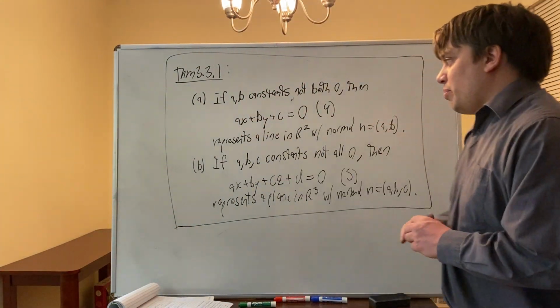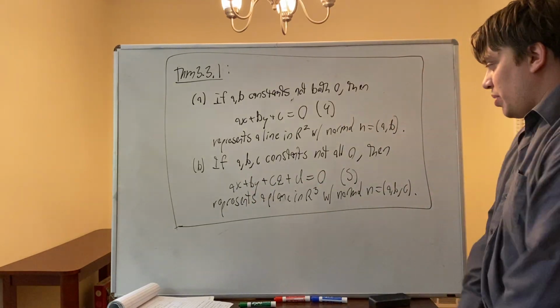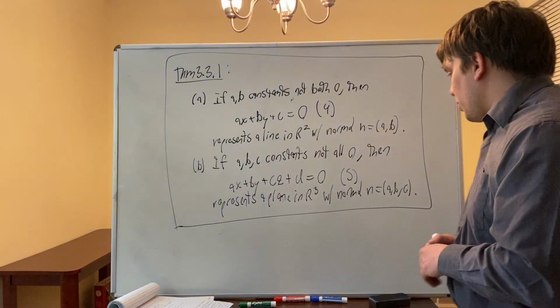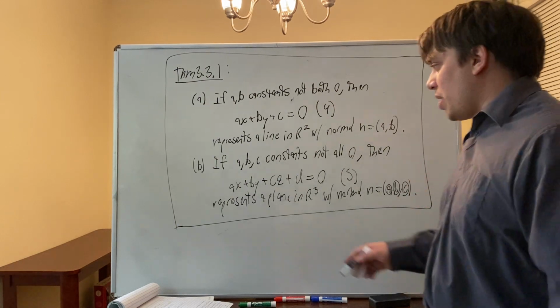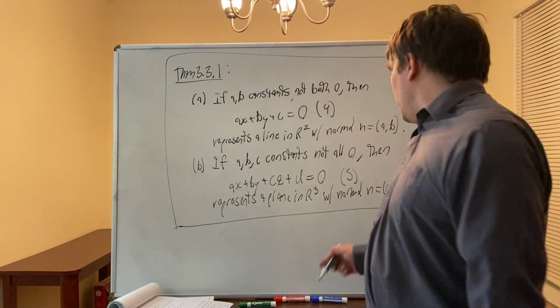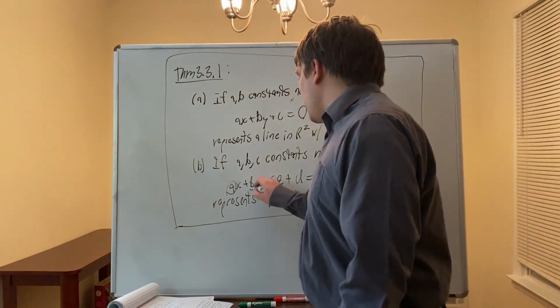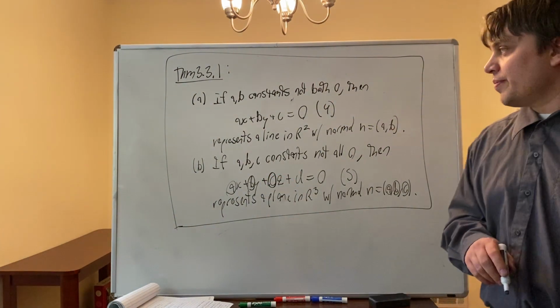So in B of theorem 3.3.1, if a, b, c are constants not all 0, then this equation represents a plane in R3 with normal n equals (a, b, c). The easy way to remember it is that the components of n, a, b, and c, correspond with the coefficients of x, y, and z. The first component of n is the coefficient of x, the second component of n is the coefficient of y, and the third component of n is the coefficient of z.